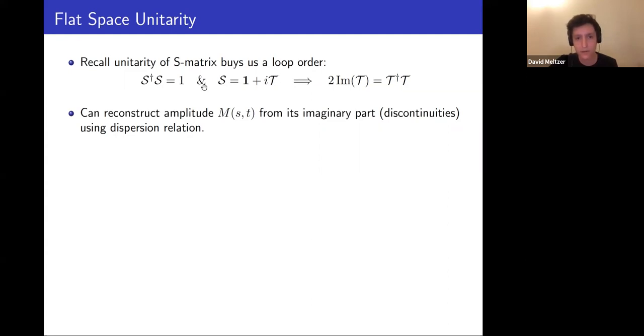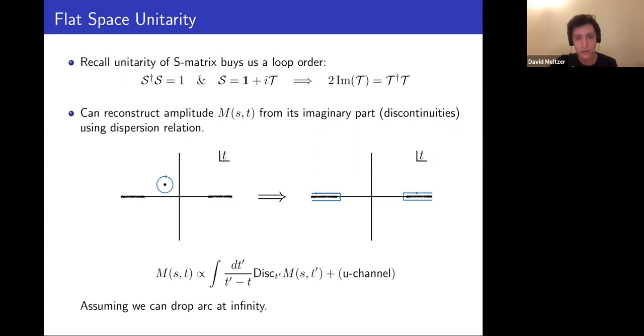So in flat space, to write down a dispersion relation, you just do some simple complex analysis. You write your amplitude M as a contour integral in the complex t-plane, and then you blow up your contour, and assuming you can drop the arcs at infinity, you just pick up the discontinuities along the real axis. So what you find is that the full amplitude is fixed in terms of its discontinuity, which is in turn fixed by lower loop data.